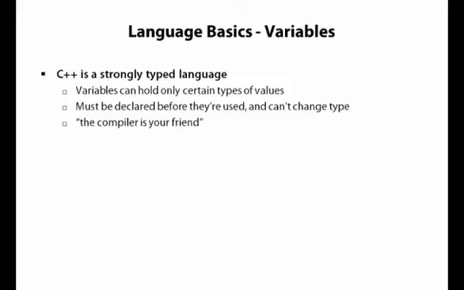Before you can put a value into a variable, you must declare it. Anywhere before you use it, including even right on the line where you put a value into it. And when you declare it, you specify its type, and then that's it. That's its type. Why do I say the compiler is your friend?